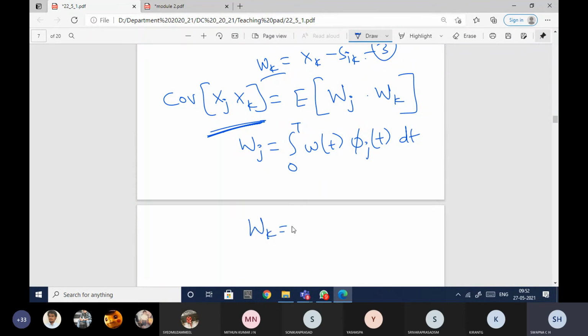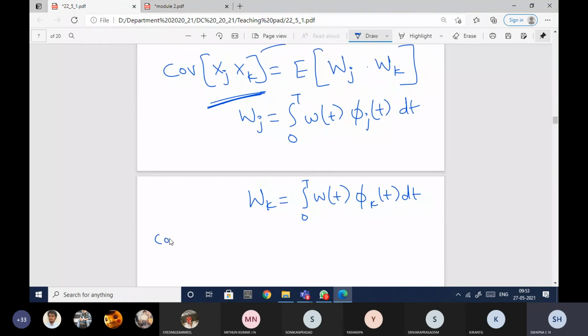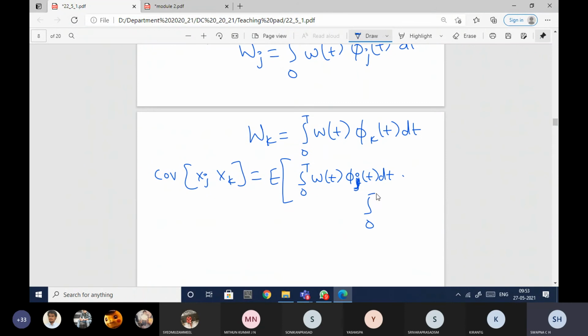What will be Wk? Can anybody tell me? Wk will be equal to integration 0 to t W of t phi k of t dt. Let me substitute these two into the previous equation. So covariance of xj xk is nothing but expectation of integral 0 to t W of t phi k of t dt, times integral 0 to t W of t phi j of t dt.